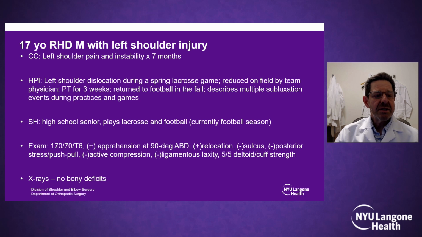So this is a 17-year-old right-hand dominant male high school senior. He is a 2-sport contact athlete. He plays lacrosse and football. And he presented to us with left shoulder pain and instability for 7 months duration. He sustained a left shoulder dislocation during a lacrosse game back in the spring.